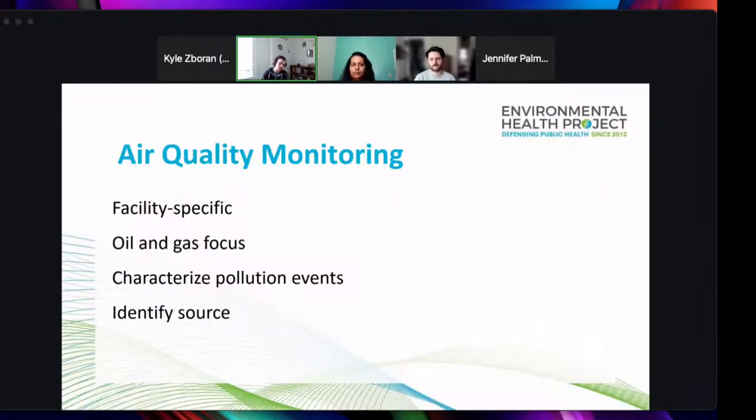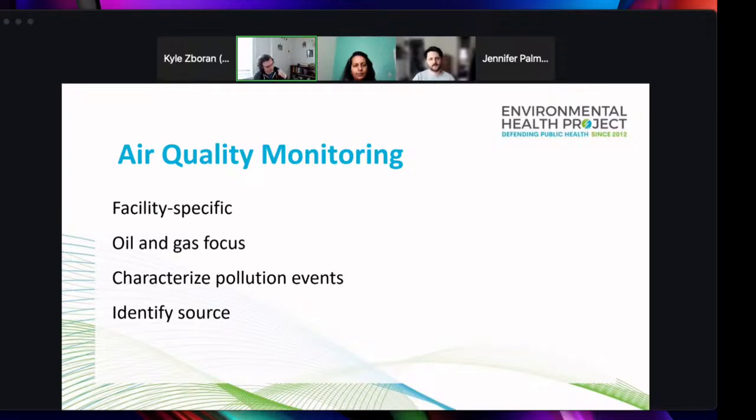So one of the main ways we do our work is through air quality monitoring, right? The monitoring that we do does have an oil and gas focus, and it is facility specific generally. So we tend to look at a specific facility of concern to surrounding community members and try to understand how much that facility is impacting the air quality and the health of the surrounding community.